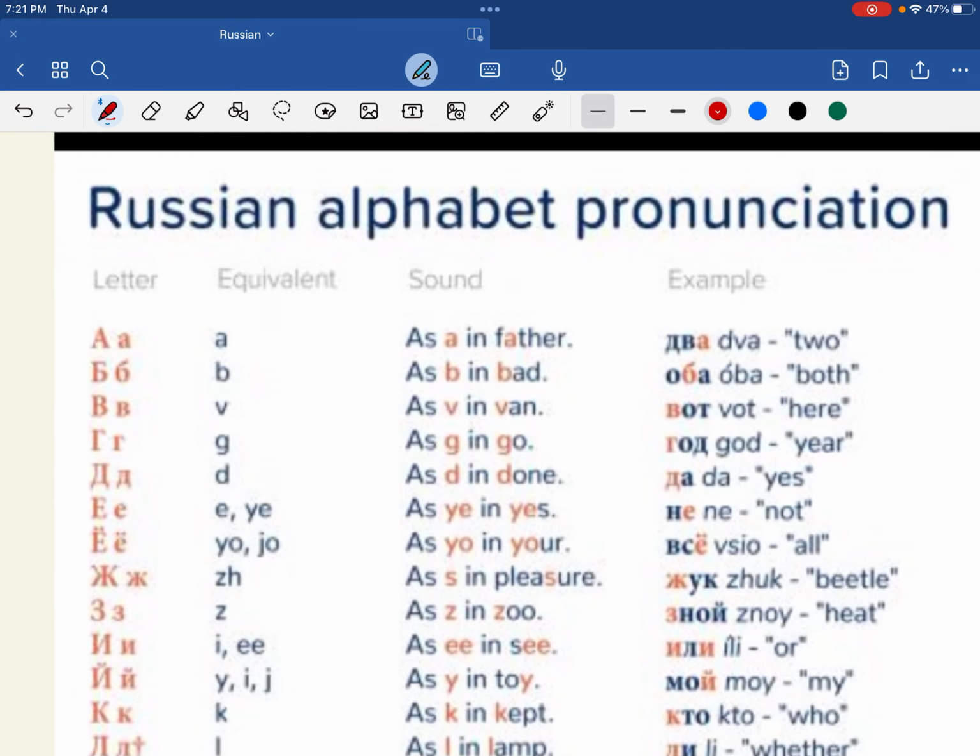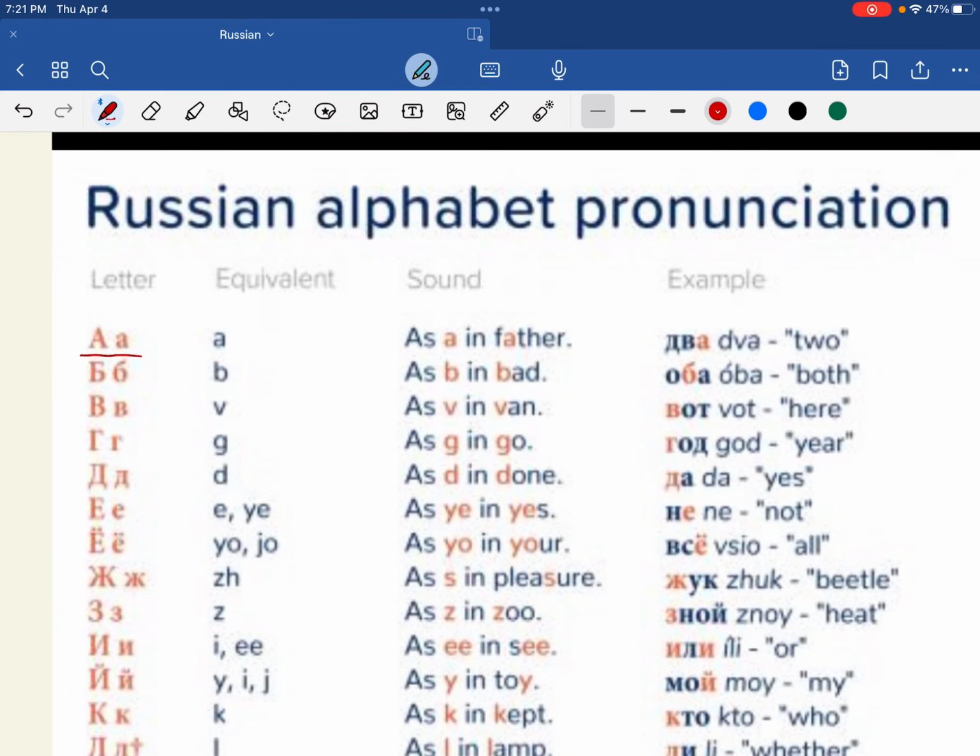The first letter is A, and the sound is A. In English, it's pronounced like A in father, or in Russian, the example is dva, what means two. The next letter is B. The sound is B. In English, it's pronounced like B in bad, or any other word including this letter. In Russian, it would be like oba, pronounced like B in oba, what means both.